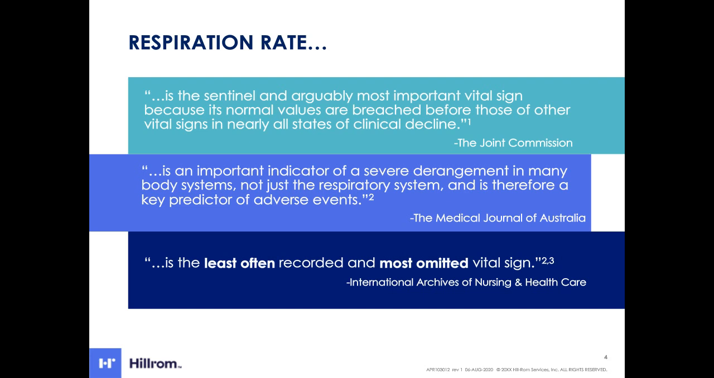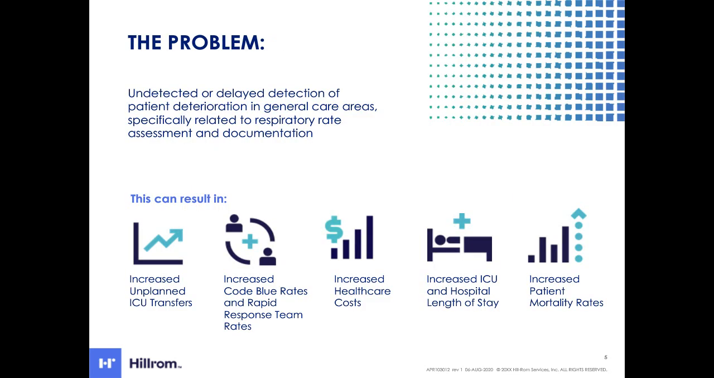In general care areas where patient acuity levels are rising, but staff-to-patient ratios remain the same, undetected or delayed detection of patient deterioration can lead to serious consequences. These include increased ICU transfers, increased code blue rates, increased cost of care, longer hospital stays, and even higher patient mortality rates.